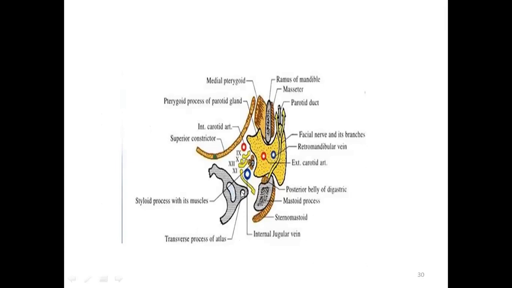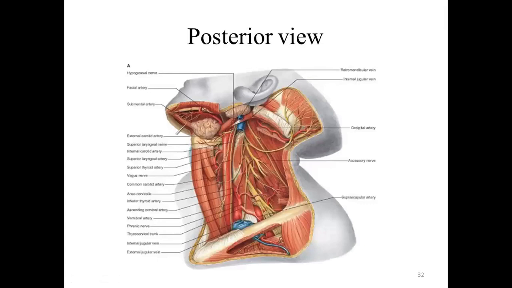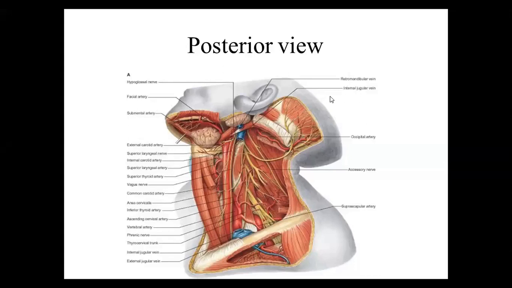And here is the transverse process of atlas. There is the internal jugular vein. These are the structures related to the posteromedial surface. Then the styloid group of muscles deeper to it. The styloid process is here, and the group of muscles are located here: styloglossus, stylohyoid, and stylopharyngeus. Styloid group of muscles. Then the posterior view can be seen here.